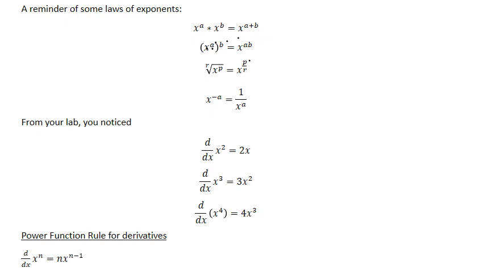In your lab, you've already seen some of the rules for power functions. You saw that the derivative of x squared was 2x. The derivative of x cubed is 3x squared. The derivative of x to the fourth is 4x cubed. Remember this notation, this d dx, we talked about in the last chapter. It's kind of the command version. I'm finding the derivative of the function that follows, and so I'm reading that as the derivative with respect to x. That's what that dx means, of x squared is 2x.